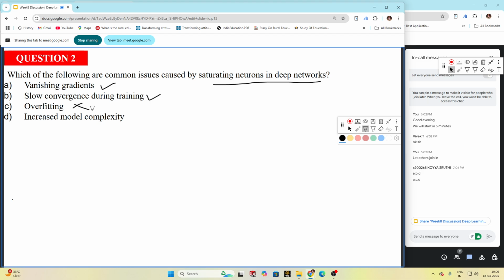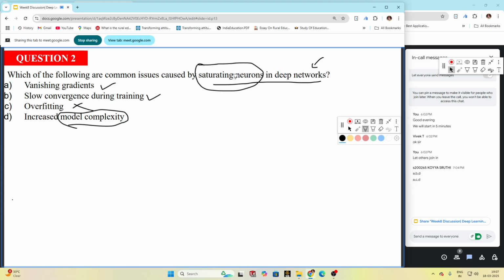Yeah, there is no issue of overfitting. And increased model complexity is always related to the number of parameters. Here it is mentioned saturating neuron, and that does not give us more information about the number of parameters, etc. Yeah, it is a deep network, so it can be the reason, but we are not sure about it.